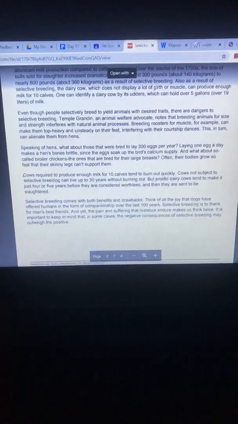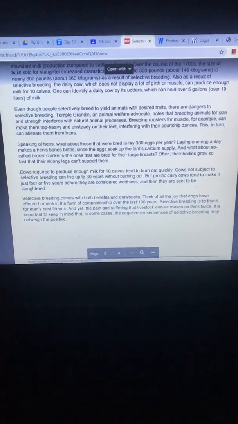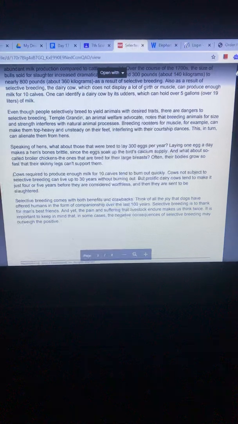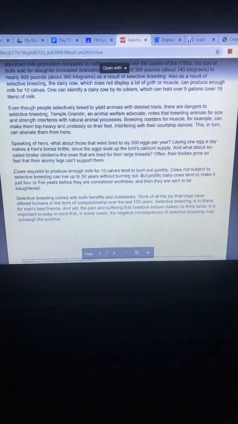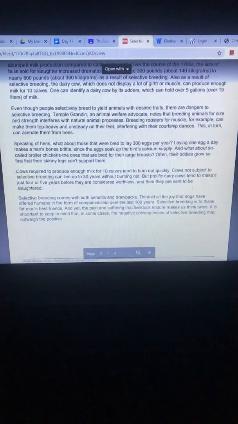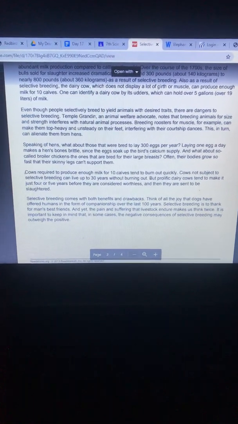Okay, speaking of hens, what about those that were bred to lay 300 eggs per year? Laying 1 egg a day makes a hen's bones brittle, since the eggs soak up the bird's calcium supply. And what about so-called broiler chickens, the ones that are bred for their large breasts? Often their bodies grow so fast that their skinny legs can't support them.